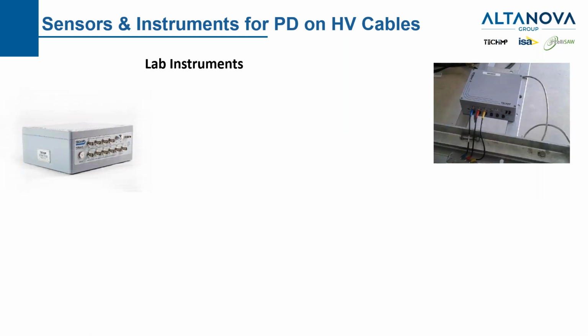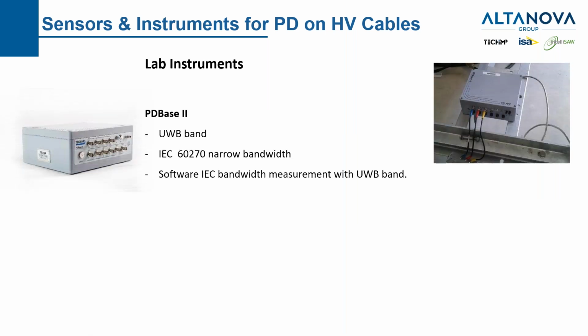Let's see what is the TechImp family for laboratories. When we are in the factory, we will be required to test our cables or our accessory joints or terminations as per the IEC 60270 standard. Our instrument is compliant with the IEC standard, but also has some other solutions embedded. It also has an embedded ultra-wideband detector. And there is also a solution, for which a patent is pending, to have the instrument IEC compliant but taking the measurement in the ultra-wideband.